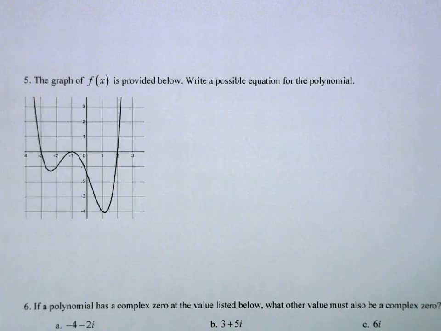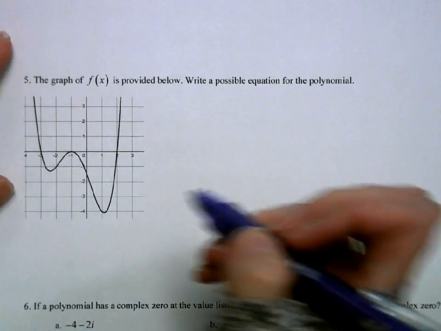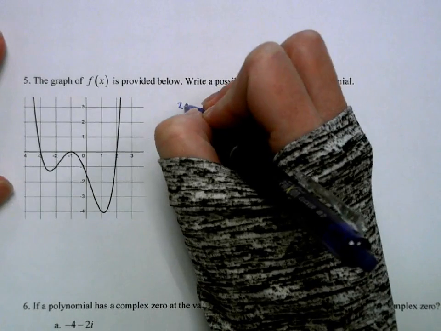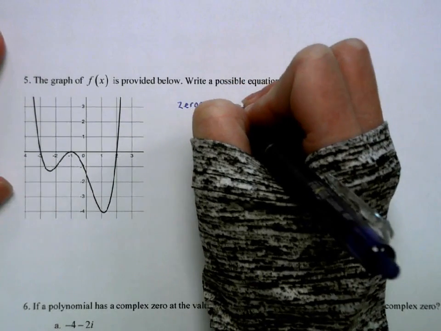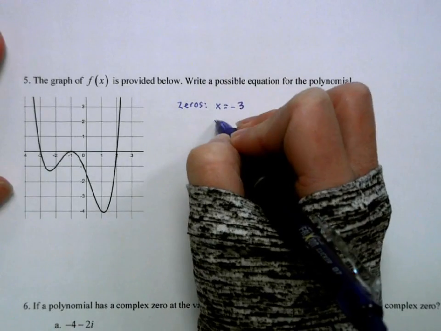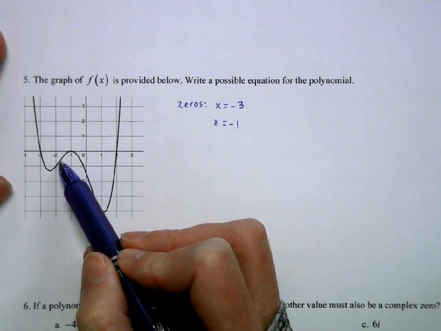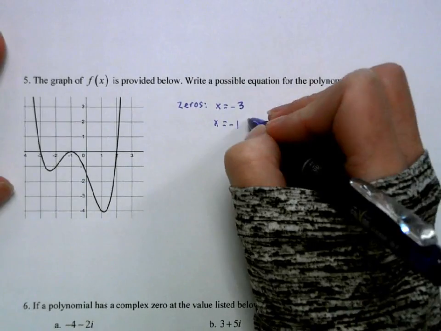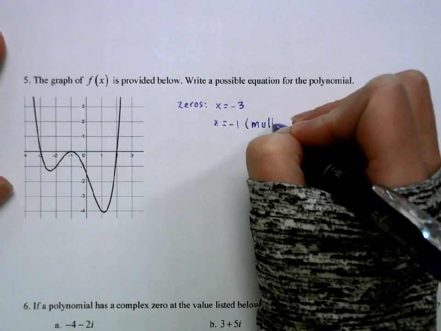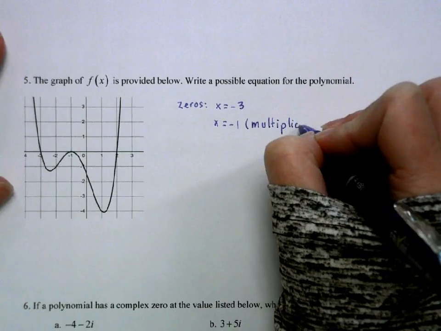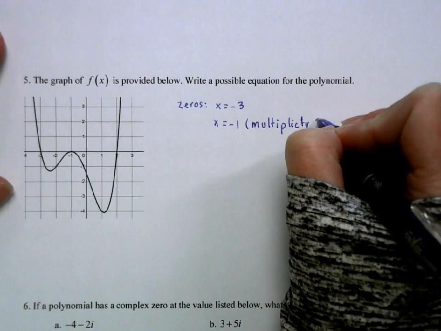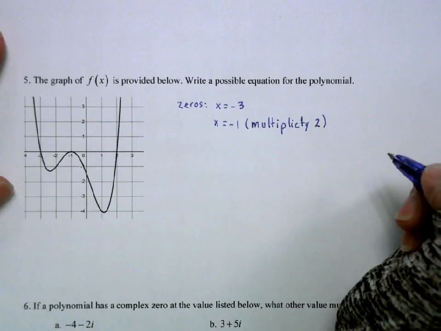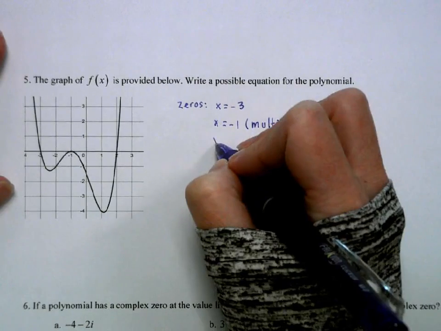Okay, we have a polynomial and we're trying to find what the possible equation would be here. So, looking at our characteristics, number 1, I have 3 zeros. I have a 0 at negative 3. We have a 0 at negative 1, but notice that it just touches and bounces off. That means this has an even degree multiplicity. So at a minimum, it has a multiplicity of 2. And then we have another 0 at 2.